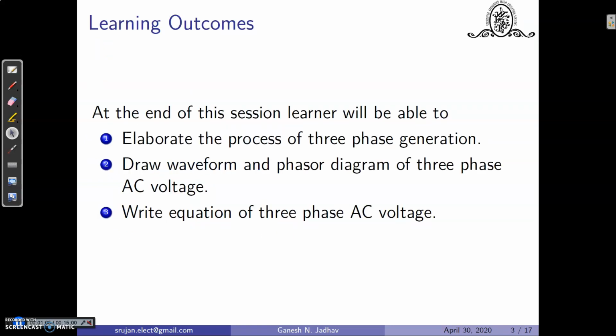At the end of this session, the learner will be able to, so these are my learning outcomes: elaborate the process of generation, draw the waveform and phasor diagram of three-phase AC voltages, and write the equations of the three-phase AC voltages.